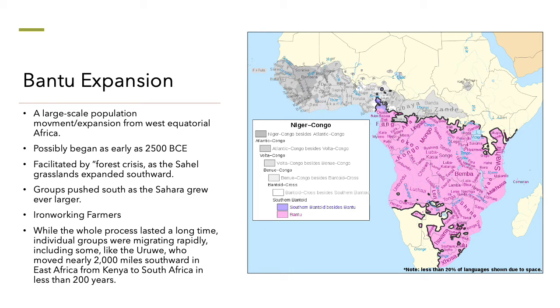These were ironworking farmers. And the whole process lasted a long time, but individual groups were migrating rapidly, including some like the Urue, who moved nearly 2,000 miles southward in East Africa, from Kenya to South Africa, in less than 200 years. These were not the things where you are 5 miles away from where you started by each generation. Those time-average things that you hear people talking about do not appear to be how the Bantu expansion happened. This happened with people looking for new lands, looking for new homes, and moving out there and using their skill in ironworking and farming and herding and ceramics and all of the knowledge that they had built up over millennia to very effectively find new homelands for their people.